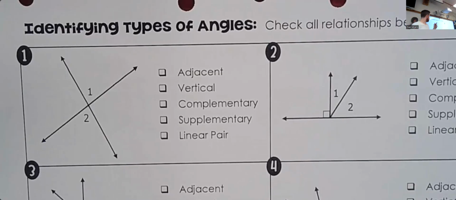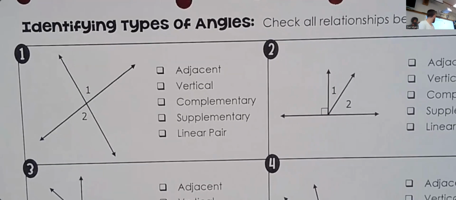So what we're going to be doing here is we're going to check every box that applies to the angles that are listed. So between angles 1 and 2. This is why it'd be a good idea to have the other notes out that we started yesterday, or perhaps the dictionaries.